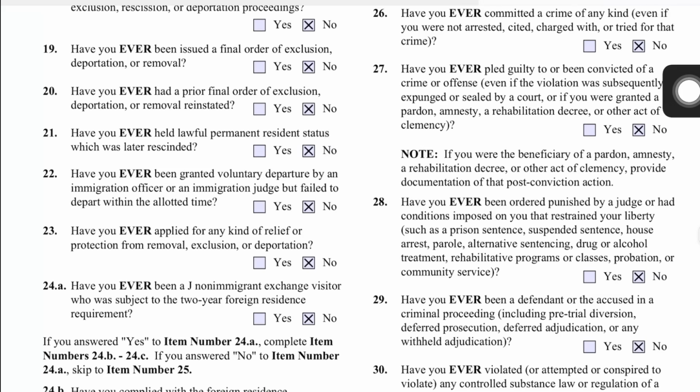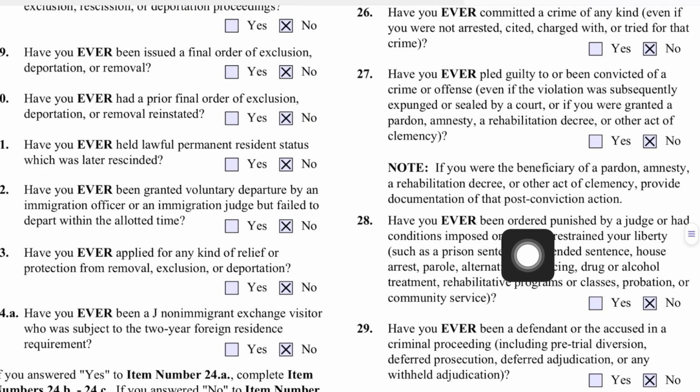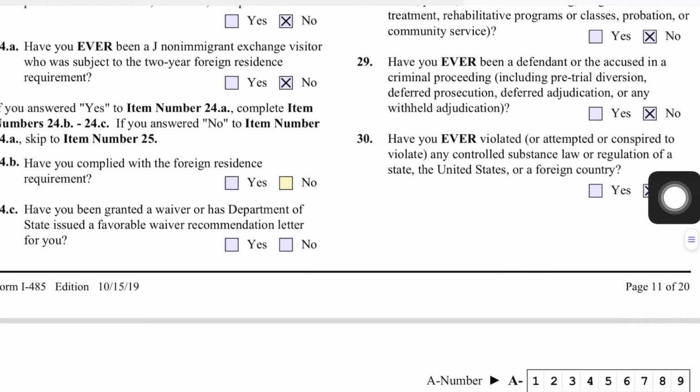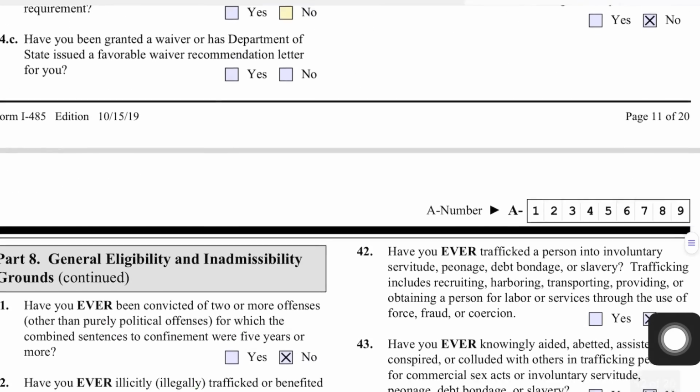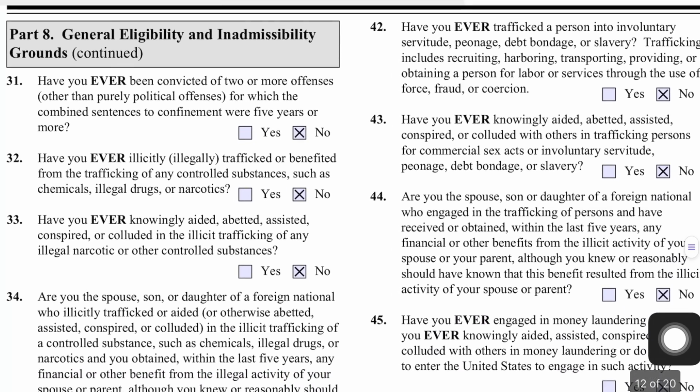Okay, so again, guys, just answer the questions honestly. And the next one, have you ever been ordered, punished by a judge, or had conditions imposed on you that restrain your liberties, such as a prison sentence, suspended sentence, house arrest, parole, alternative sentencing, drug or alcohol treatment? I put no. Have you ever been a defendant or accused in a criminal proceeding? I put no, of course not. Have you ever violated or attempted or conspired to violate any controlled substance law or regulation of a state, the United States, or foreign country? I put no.